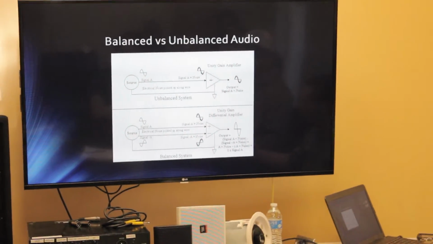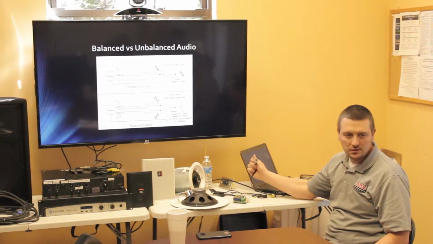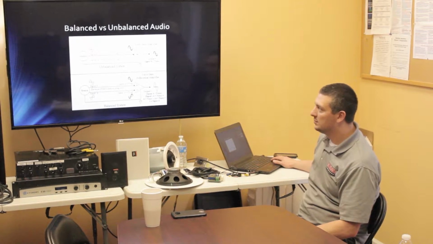So anyway, by swapping this out and literally just installing a balanced XLR connection, we were able to clean that up and get rid of that basically right away.